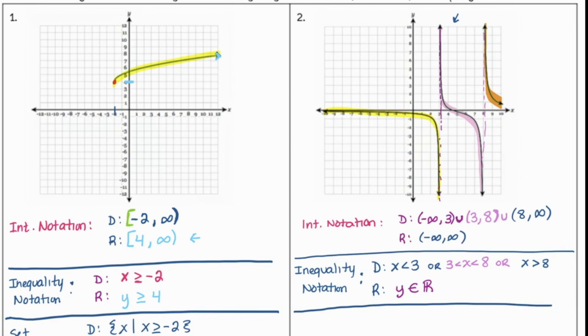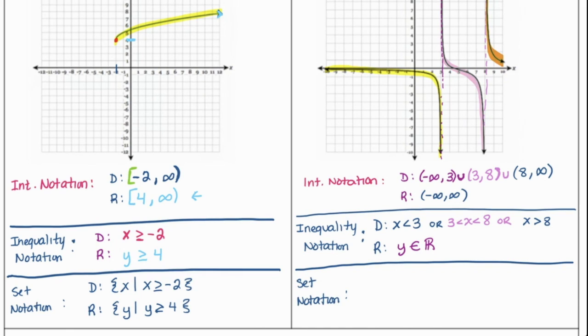Last type of notation, set notation. Now that I have the inequality, I'm just pretty much going to copy it. We have x such that, I'm going to input my first piece, comma, second piece, comma, third piece, curly brace. My range, curly brace, y such that, and that inequality. When you are doing the domain and range, you must always put it from smallest to largest. You cannot work backwards. You cannot just mix up your order. It has to be in order from small to big.